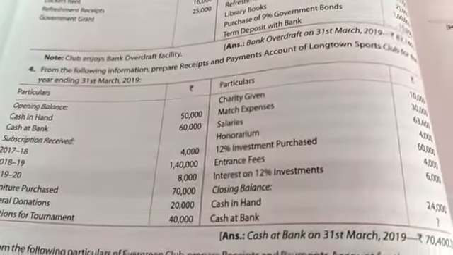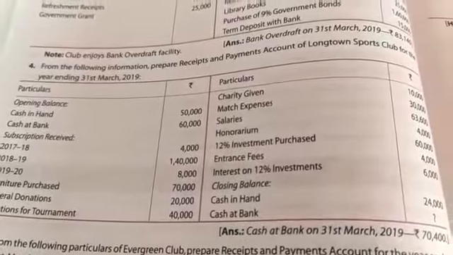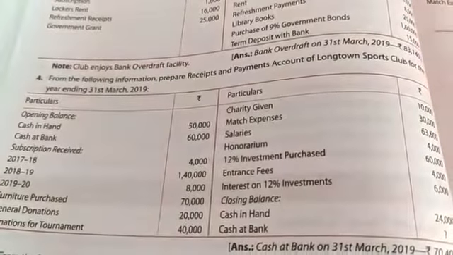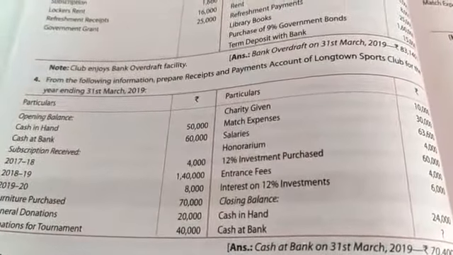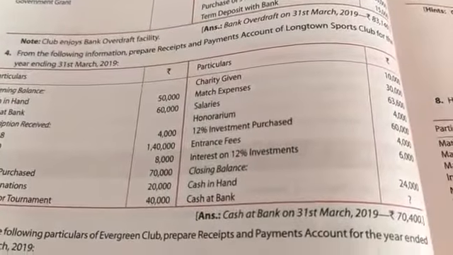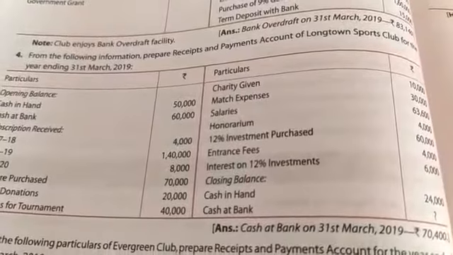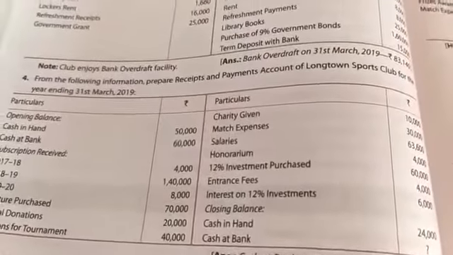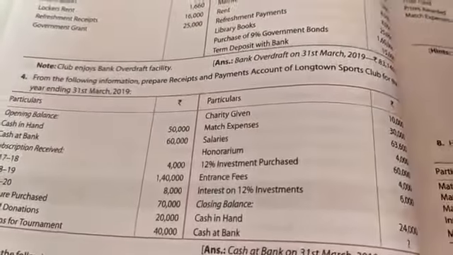Now, receipt and payment account, as discussed earlier, is a summary of cash book. So while preparing receipt and payment account, you must remember the rules of a cash book. That is, it is a real account. So debit what comes in, credit what goes out. Okay, so as we start, first of all, you are going to draw the format of the account.